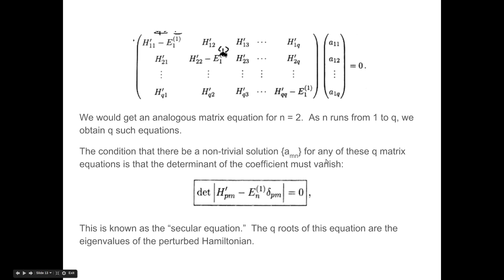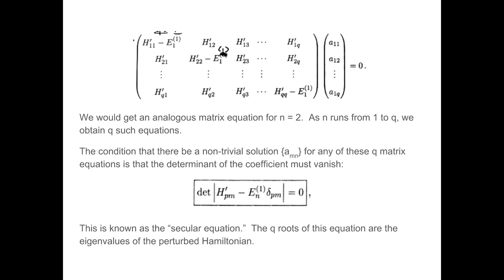Okay, but anyway, the way we find a non-trivial solution is by taking this thing and taking the determinant of it. And in this situation, where we're solving this type of degenerate subspace, it's known as the secular equation. Normally, when you're solving for eigenvalues, it's called the characteristic equation, but in this case we call it the secular equation. Don't ask me why, but that's just how we'll refer to it from here on.